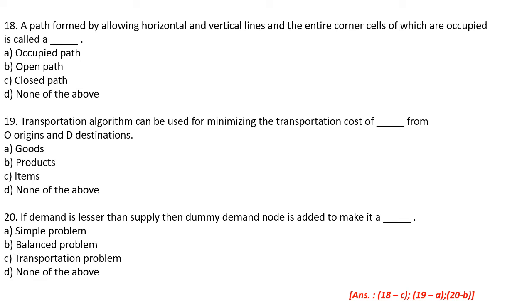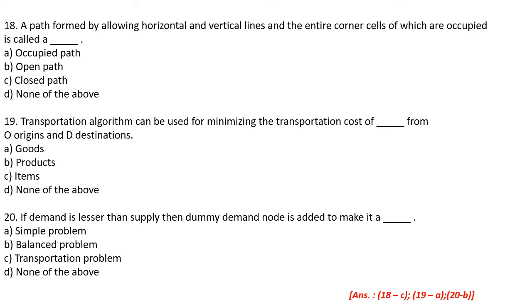18. A path formed by allowing horizontal and vertical lines and the entire corner cells of which are occupied is called an occupied path, open path, closed path, none of the above. The correct answer is option C, closed path.